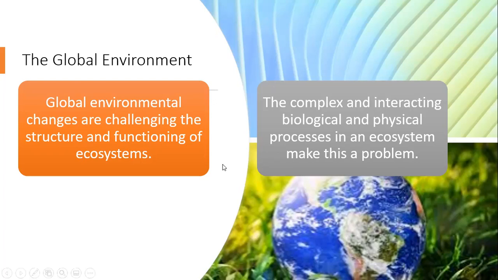Correct, you're all right. So basically, the complex and interacting biological and physical processes in an ecosystem make the fact that the environment is changing a problem. Because if the environment which we call home is changing, then these interactions, these relationships that exist in ecosystems will face a threat. So for example, their feeding relationships, their mating relationships, and other kinds of relationships where organisms just live together and share a home together. And if the environment is changing, it might affect the survival of another organism.